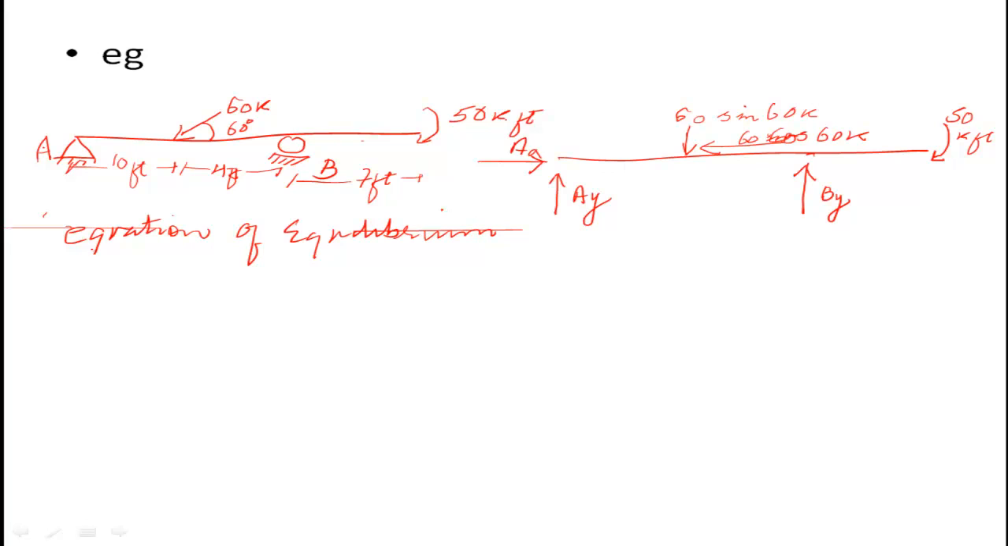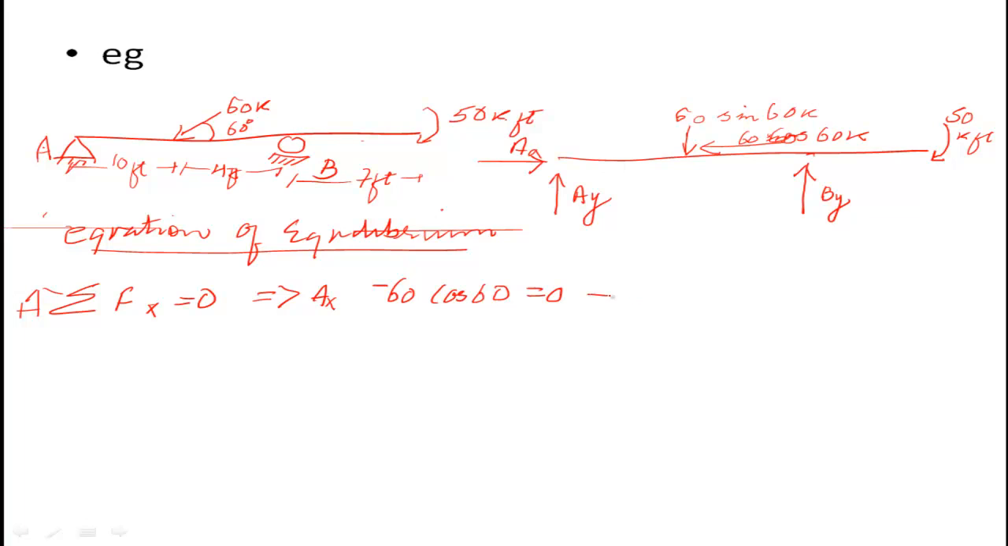Firstly, summation of forces in x direction should be equal to 0, where this is the positive direction. That gives Ax minus 60 cos of 60 is equal to 0, which gives Ax is equal to 30k.